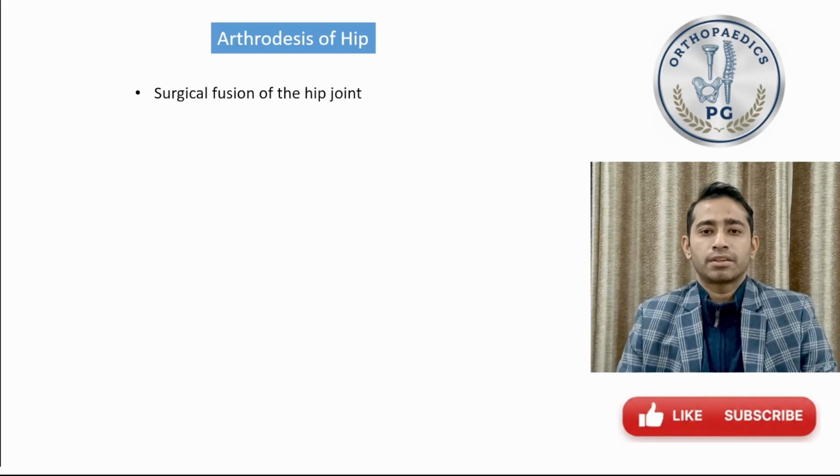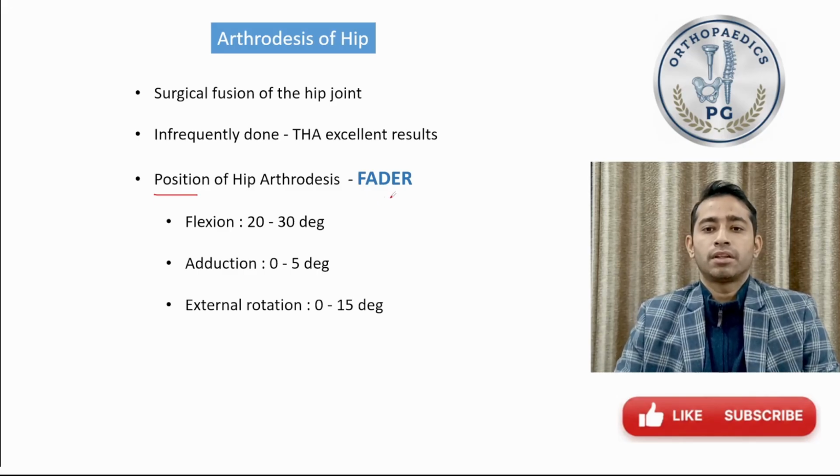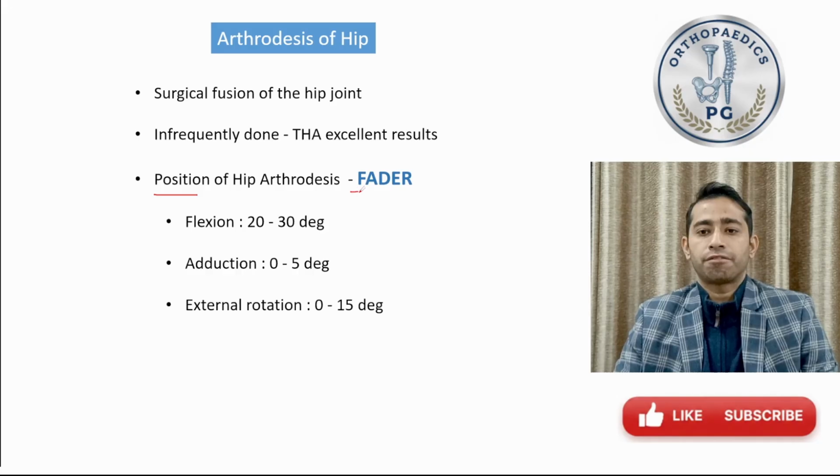Arthrodesis of hip is the surgical fusion of the hip joint. It is infrequently done nowadays due to excellent results of total hip arthroplasty. We have to remember the position of hip in hip arthrodesis. It can be remembered as flexion, adduction and external rotation or FADR.